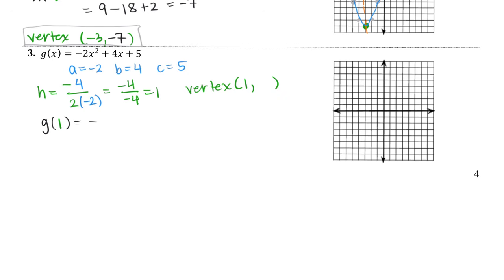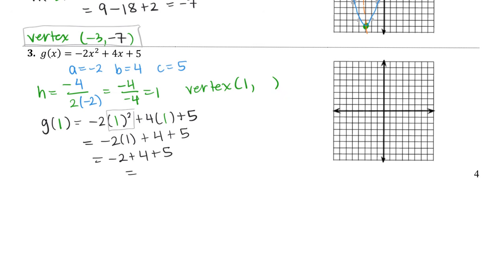Okay, negative 2x squared plus 4x plus 5. Everywhere I see x, I plug in my 1. Respect your order of operations. Do the exponent first. 1 times 1 is 1. 4 times 1 is 4. So I get negative 2 plus 4 plus 5. Negative 2 plus 4 is 2. 2 plus 5 is 7. So g of 1 is 7. So my vertex is 1 comma 7. Okay, let me go ahead and graph that.